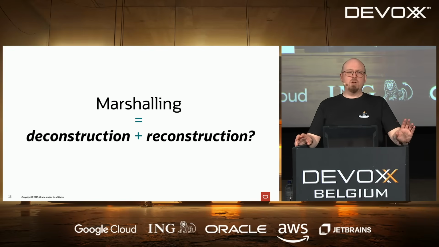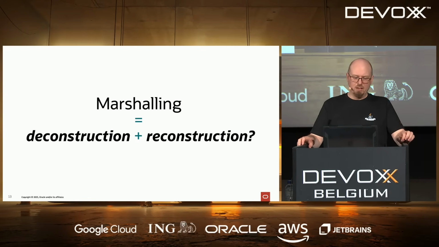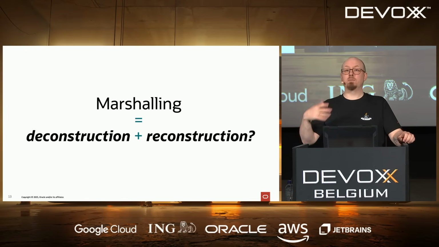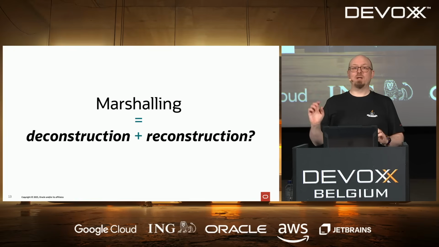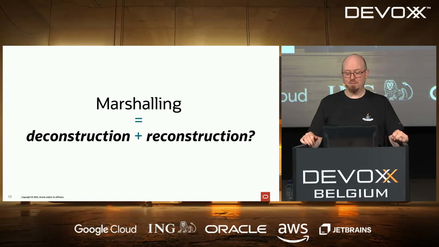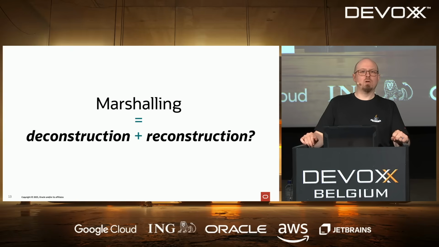So we need to be able to extract the data. Marshalling, you could think of, in a way, as deconstruction plus reconstruction. Because we already have construction internally, right? We have constructors for objects, but we need to be able to take the information out of it and recreate it potentially somewhere else. But I think that is the wrong mental model here.